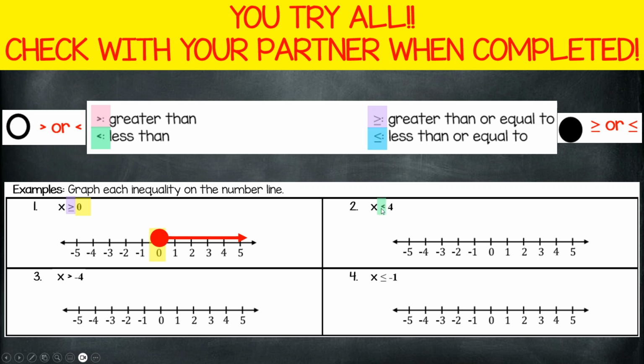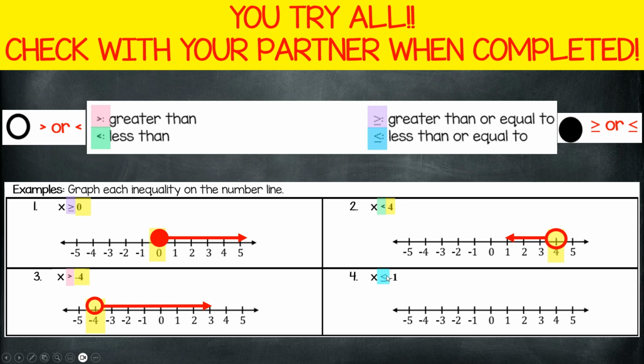Here we have x is less than 4. So now we're going to have an open circle at 4 on our number line. And because it's a less than symbol, we're going to go to the left. Then we have x is greater than negative 4. So we're going to go to our number line at negative 4. There is no equal sign here, so we would have an open circle. And we are going to go to the right because it's greater than.